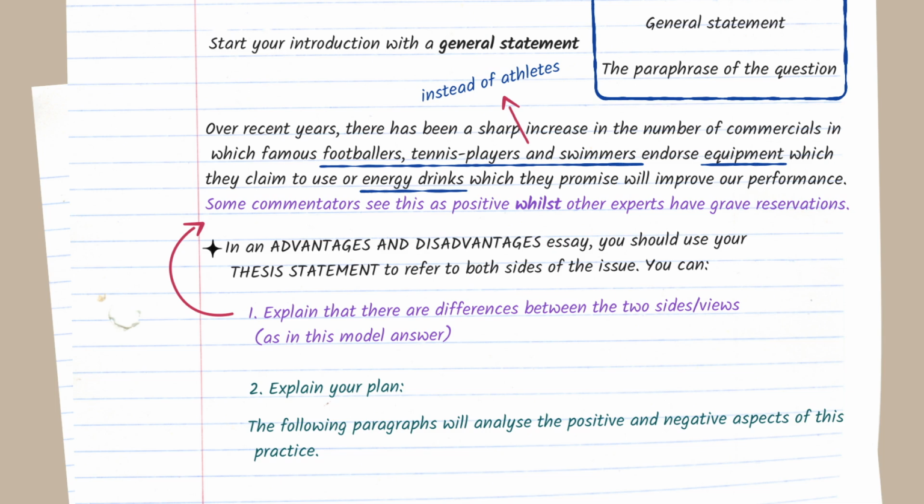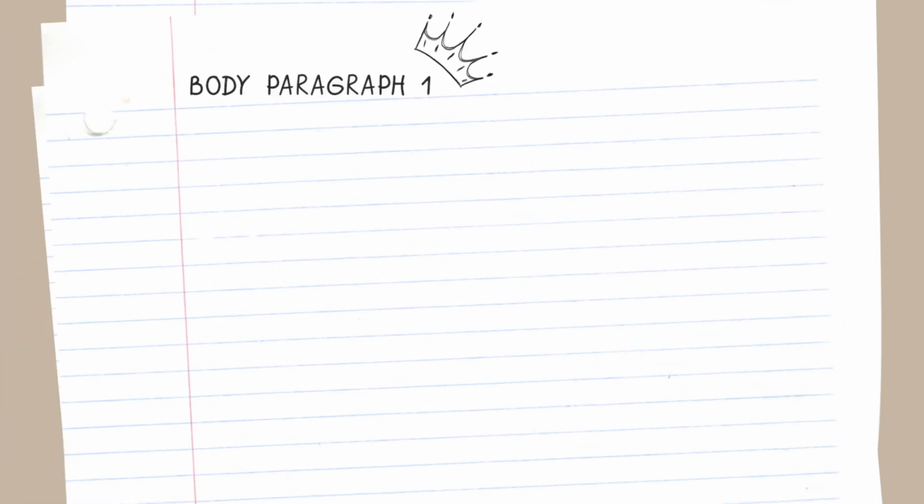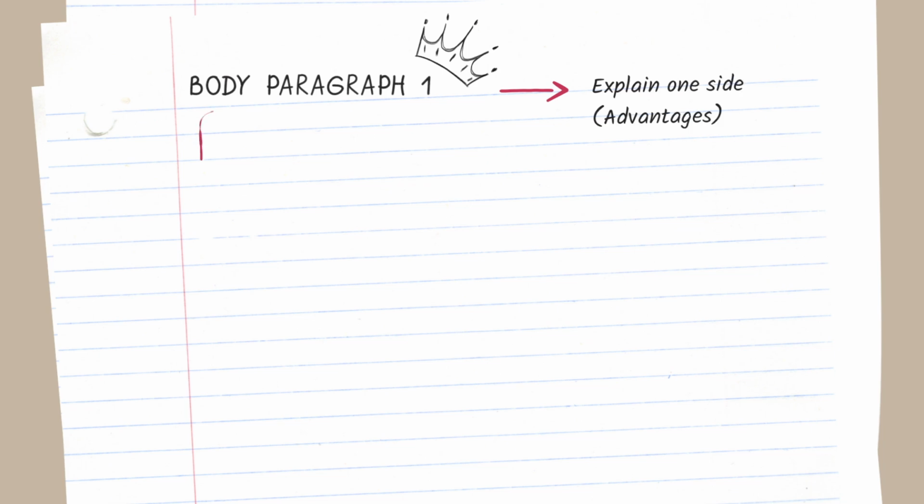Now let's start writing our second paragraph, which is our first body paragraph. So we use main body paragraph to explain one side, all right? You should start with a clear and simple topic sentence, which explains what you will write about in this paragraph.